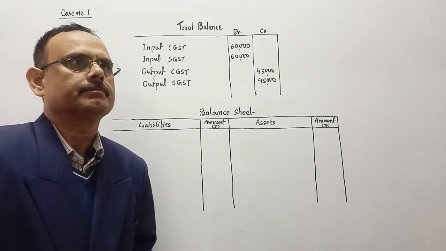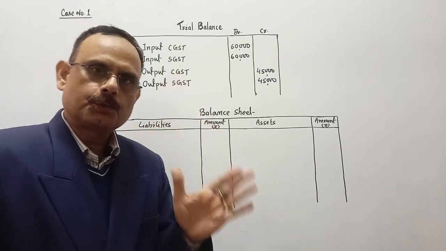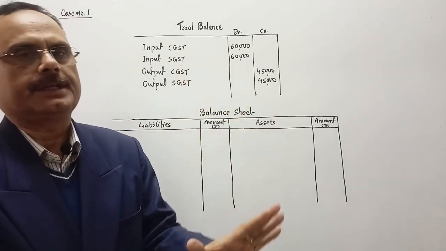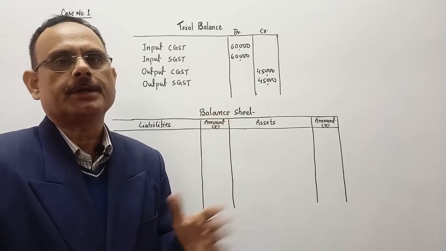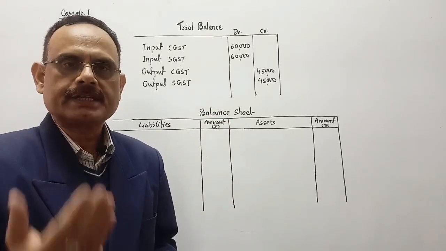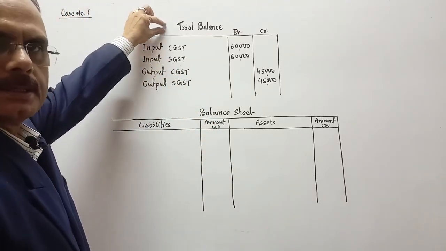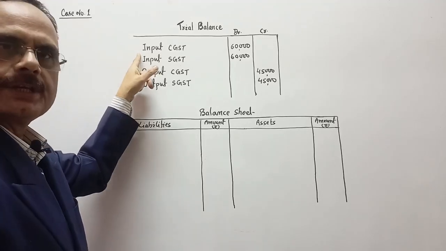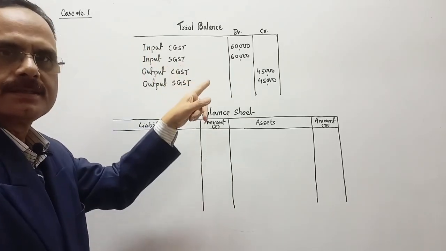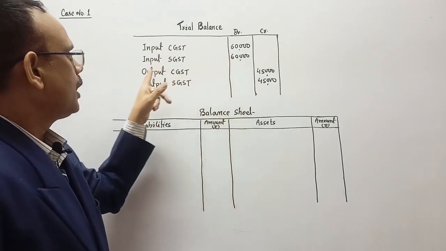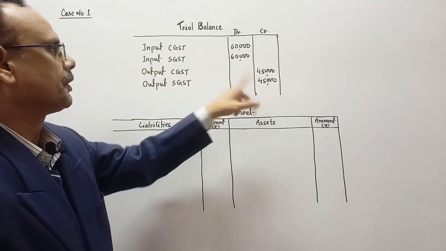Now coming to the input CGST, input SGST, output CGST and output SGST, if it is given in the trial balance, then how we will do the treatment of these in the financial statement. For an example, in the trial balance, input CGST is 60,000, input SGST is 60,000, output CGST is 45,000 and output SGST is 45,000.